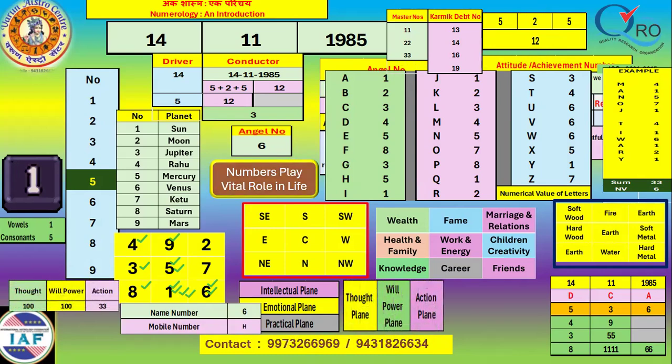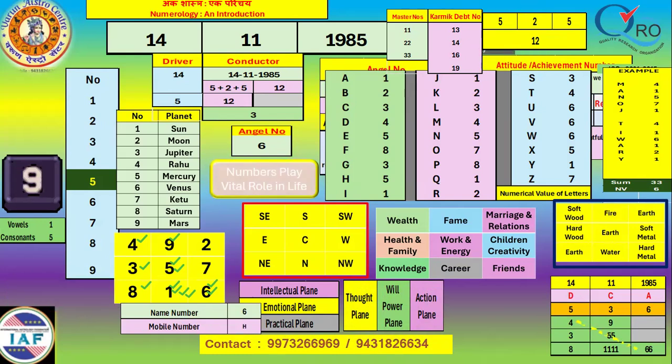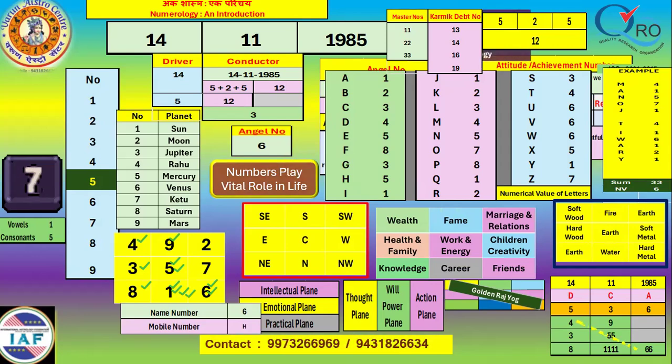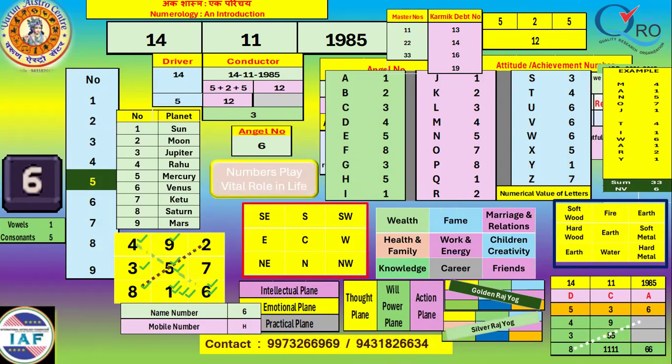Similarly, vertically, if we go through, the thought plane is given 100%, willpower plane 100%, and the X plane 33%. Golden Raj Yoga is formed for the native because 456 is met. 852 is not met. So it misses marginally with the single number 2.